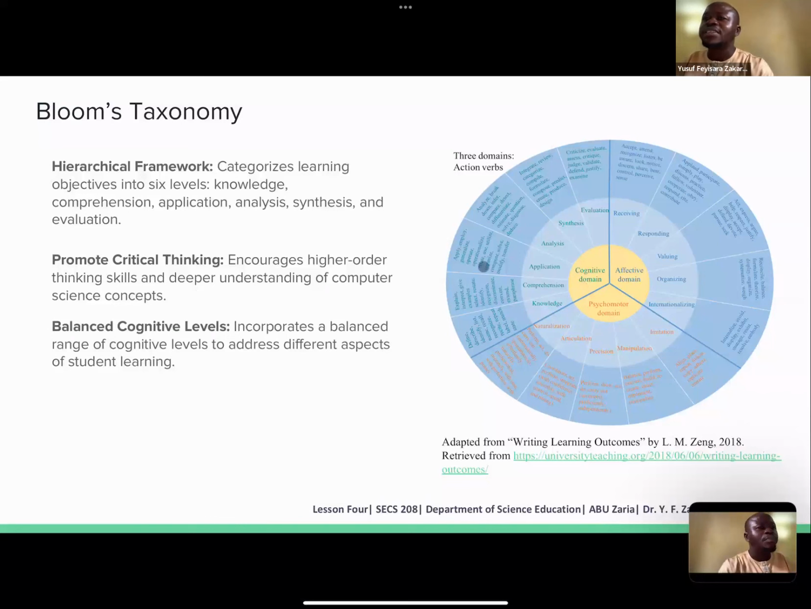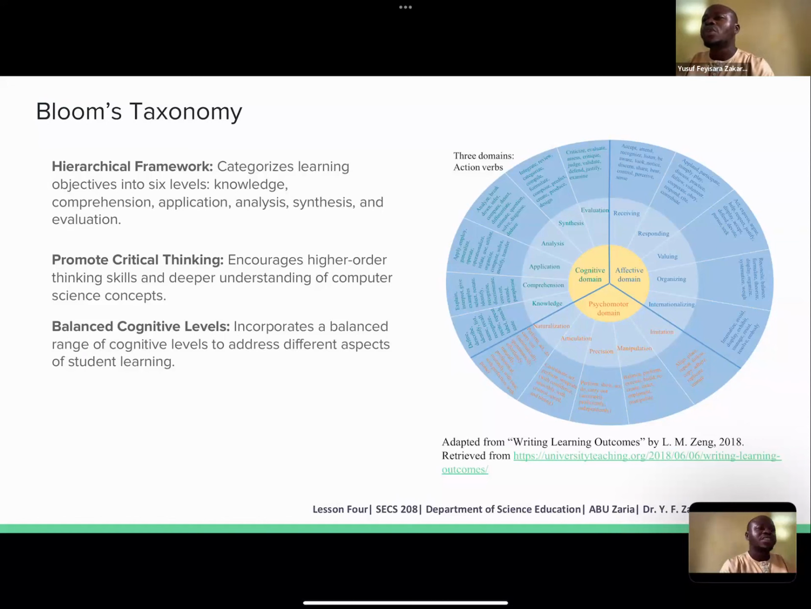And under analysis, you have analyze, break down, infer, compare, detect. Under synthesis, you have integrate, review, categorize, compile. Under evaluation, which is the highest level of cognitive processing, you have criticize, evaluate, assess, critique, judge, validate, justify, examine. These are the things that we talk about when we say the level of cognitive processing under the cognitive domain.